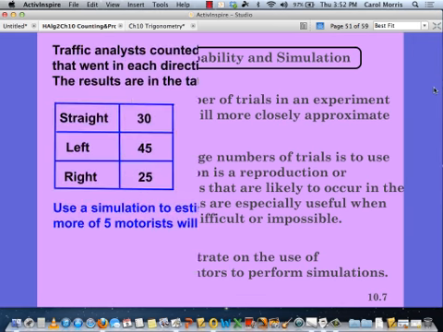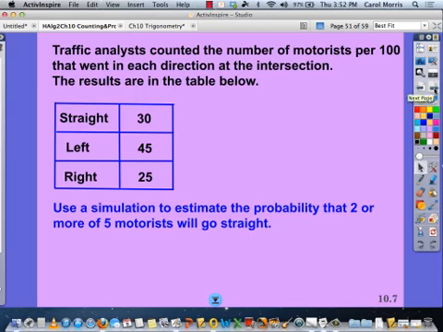Okay, so moving ahead, say traffic analysts counted the number of motorists per 100 that went in each direction at the intersection. The results are in the table below. You can see at this specific intersection, they had the possibility of going straight, left, or right, and you can see how many of our 100 went in each direction.